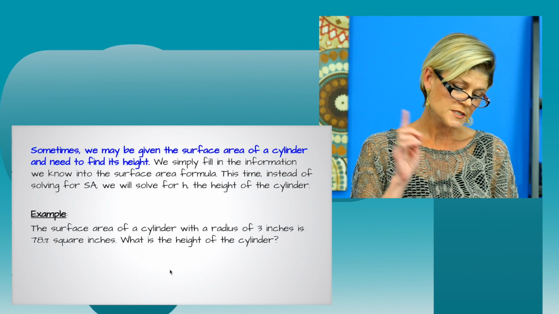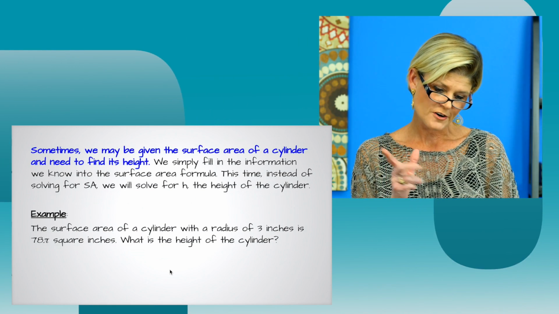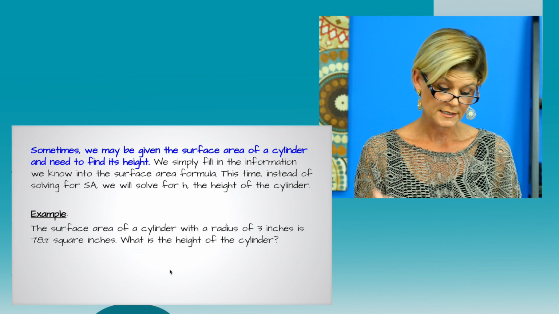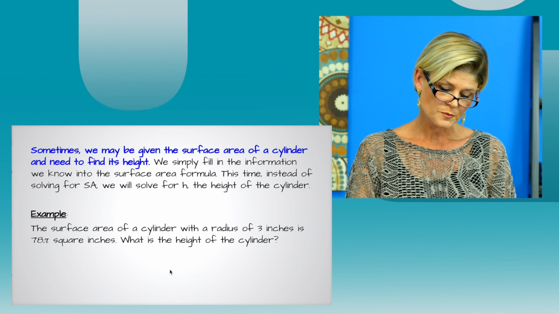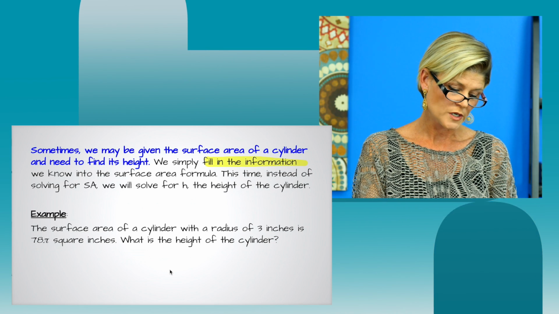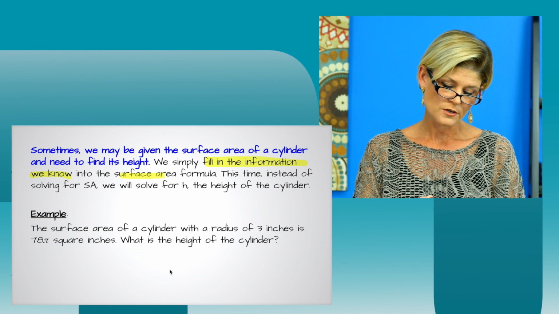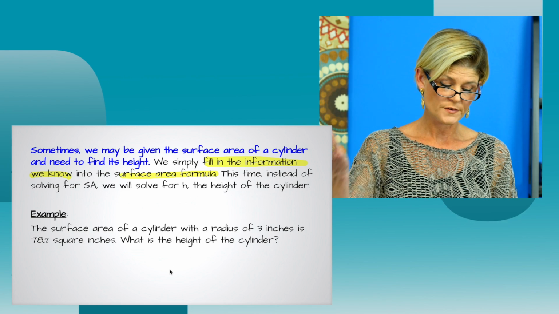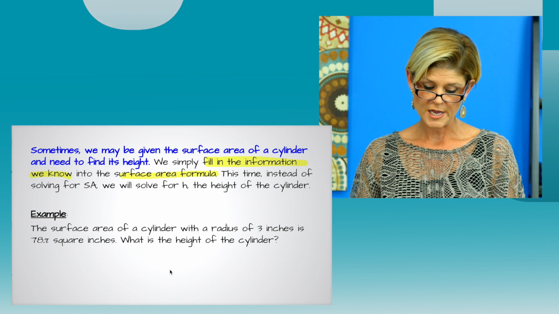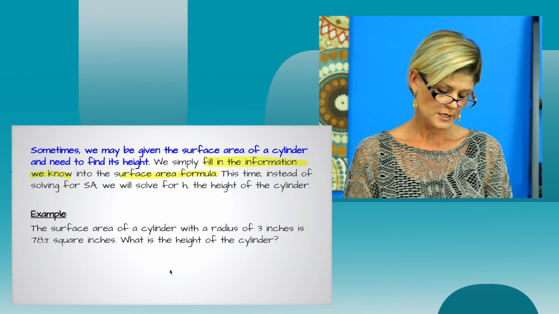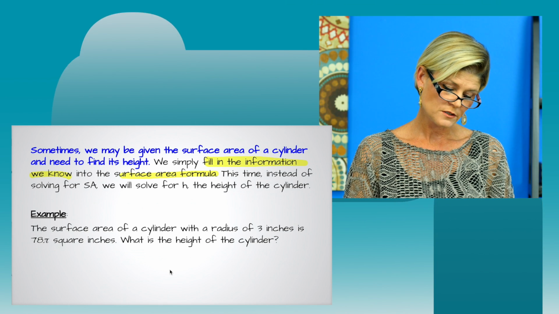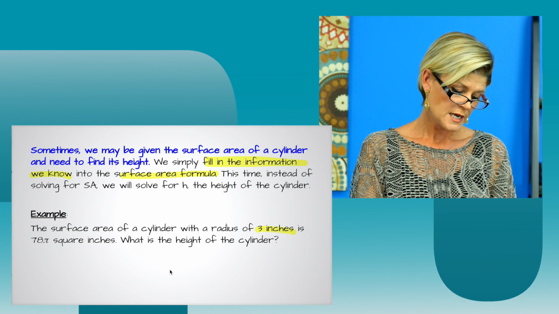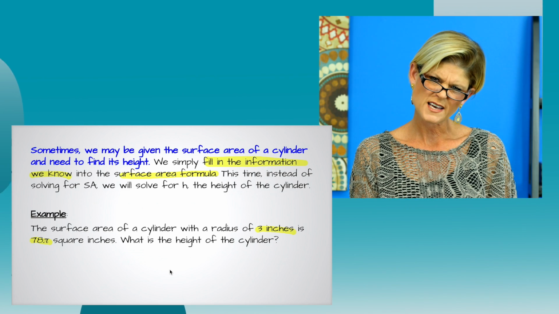Okay, sometimes we may be given the surface area of a cylinder and be asked to find its height. So if we do this, we simply fill in the information we know into the surface area formula. So this time, instead of solving for surface area, we're going to be solving for h, the height of the cylinder. Okay, let's look at an example. The surface area of a cylinder with a radius of 3 inches is 78 pi square inches. What's the height of the cylinder?